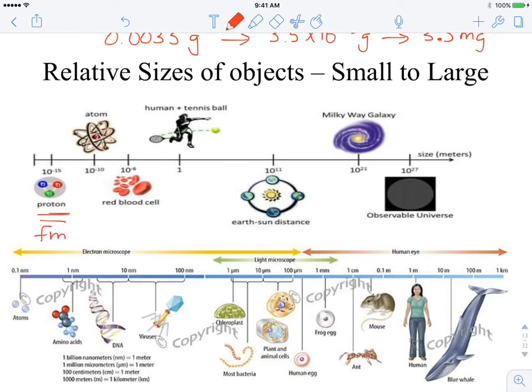10 to the negative 10 would be the length of an atom. And this actually has its own separate unit called an angstrom, and is given the symbol A with that. And that's only for length for that particular measurement. Or you could say it's about 10 nanometers. Or I'm sorry, that's actually 0.1 nanometers.